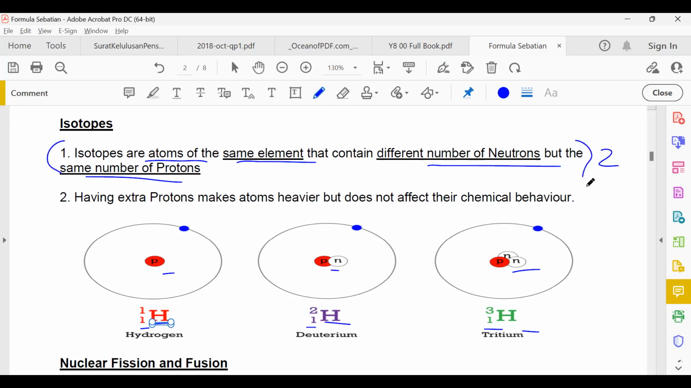If you see they ask about isotopes and there are 3 marks, you need to add one more statement, which is that they have the same chemical properties or the same chemical behavior, which basically says that they do the same thing. Okay, so this is isotopes. You'll see it later in the questions.